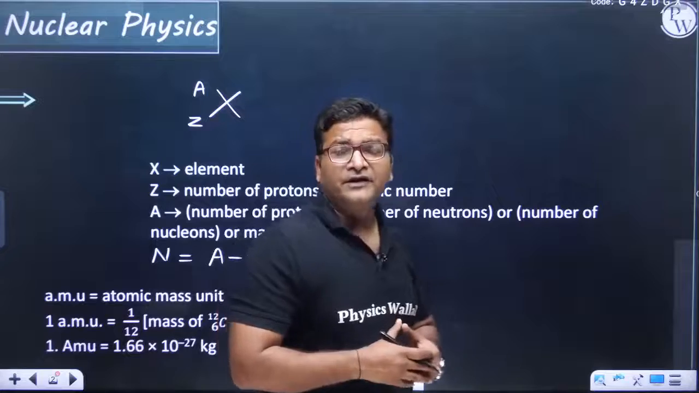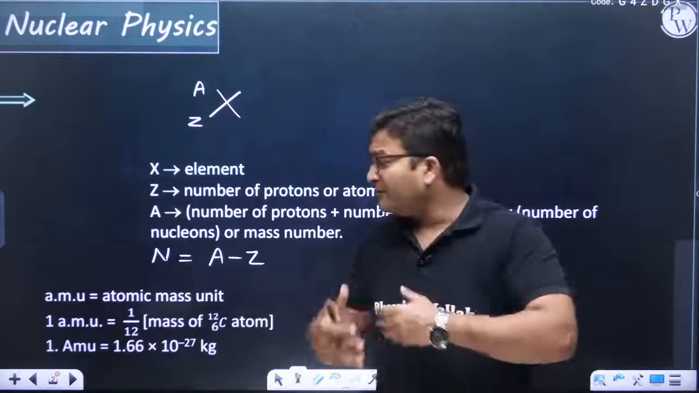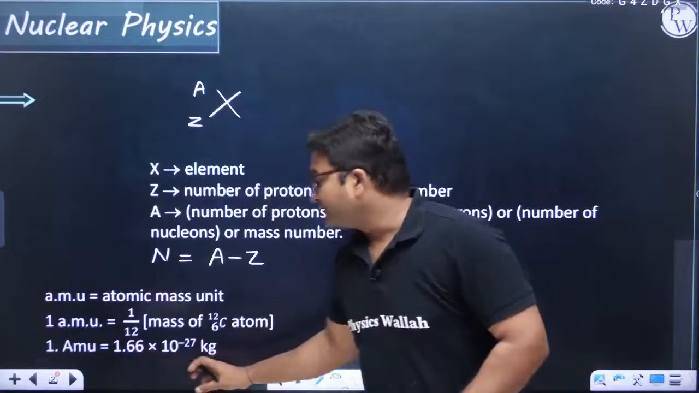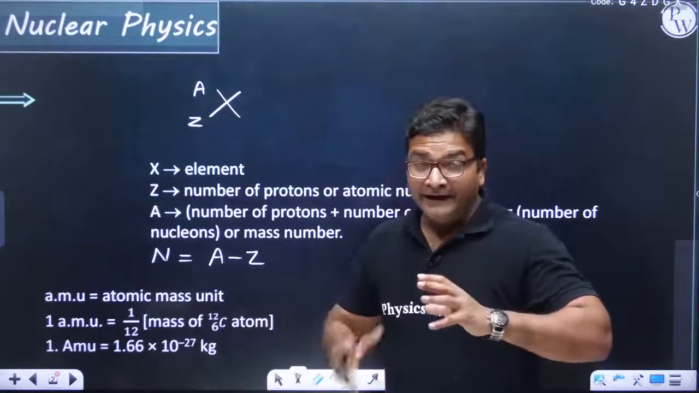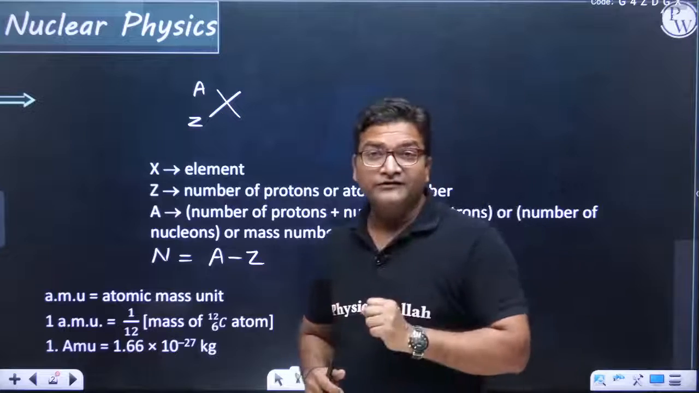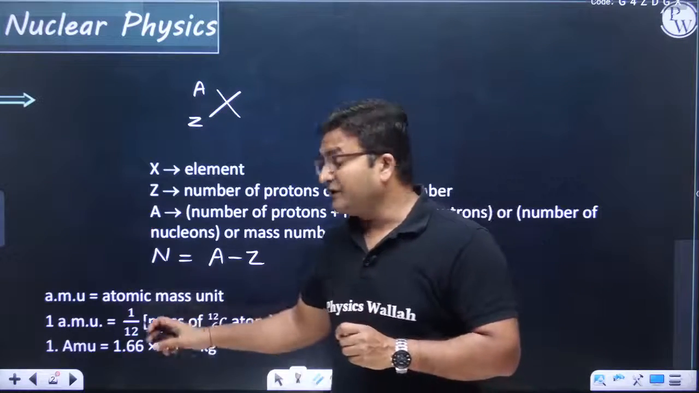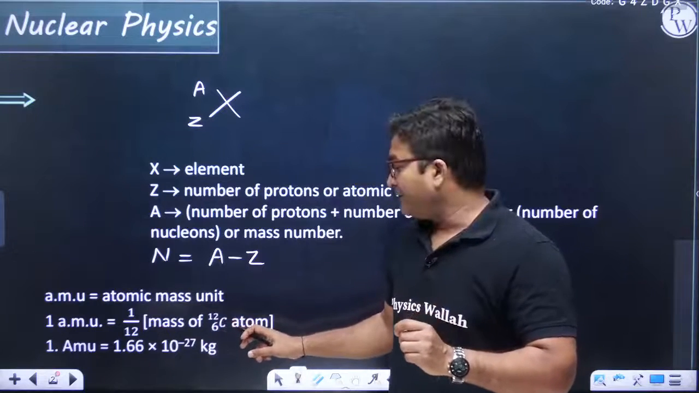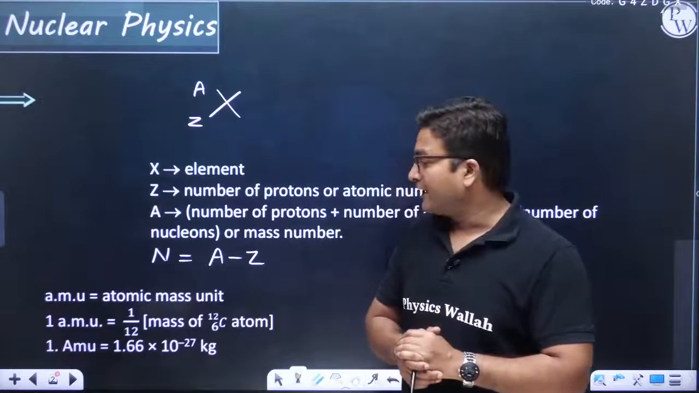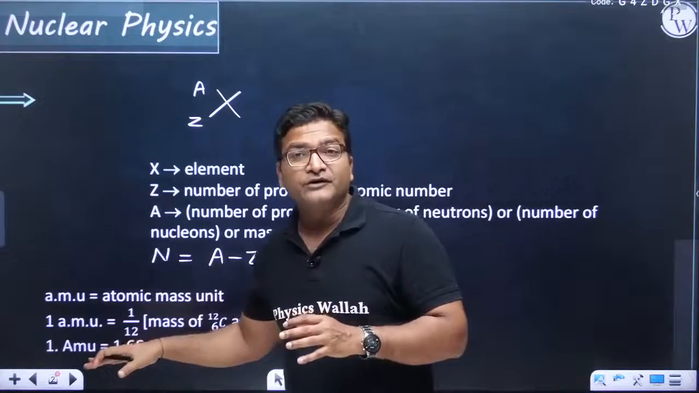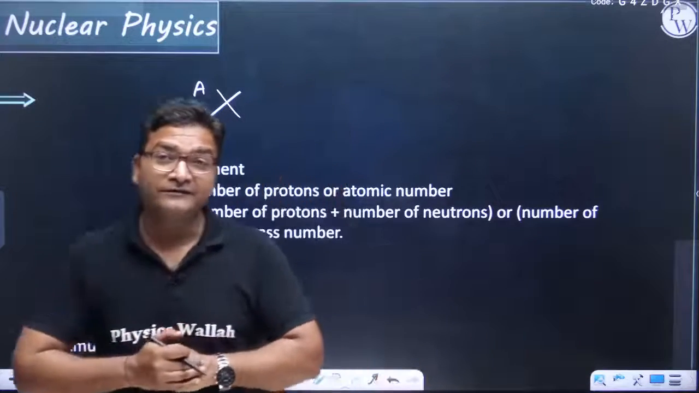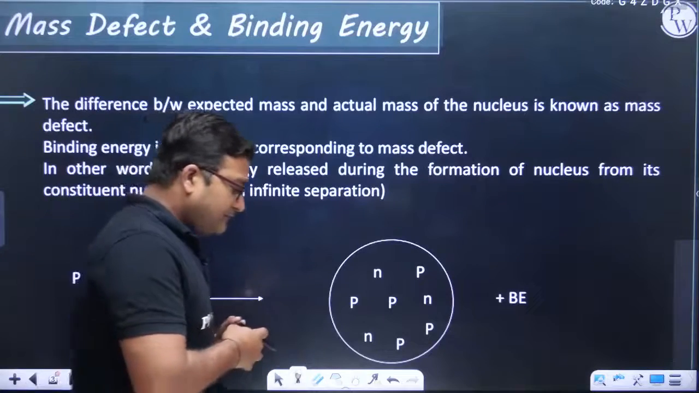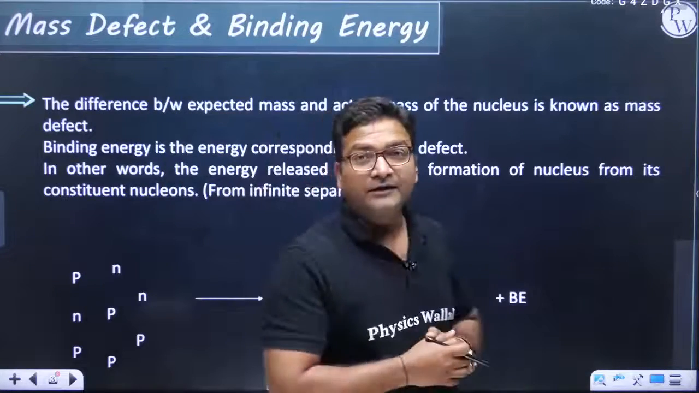In nuclear physics, we represent mass by atomic mass units, and one atomic mass unit is approximately equal to this. By definition, one atomic mass unit is actually the 1/12th part of the mass of the carbon 12 atom. So atomic mass units are the units in which we represent masses in nuclear physics. Okay, so let's proceed. The next is mass defect and binding energy.